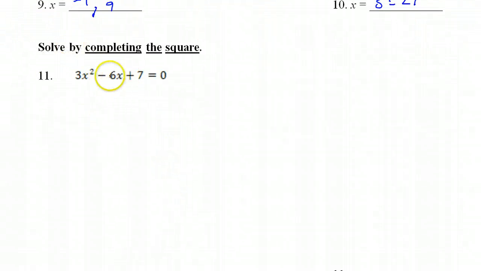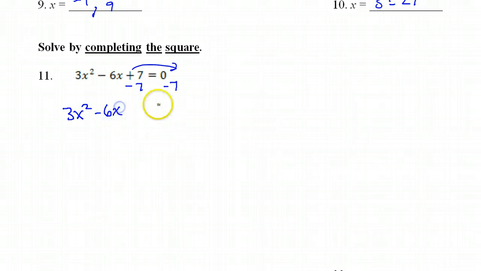Solve by completing the square. You have to really watch out on this problem because of this 3. It causes two major mistakes that kids make, but let's get started. First of all, we need to get rid of the 7, move that away by subtracting 7 from both sides. So that's going to give me 3x squared minus 6x, leave a space, is equal to negative 7.